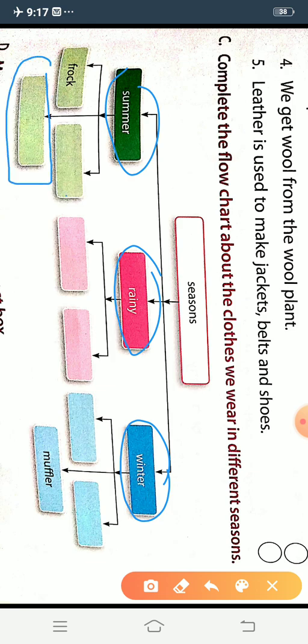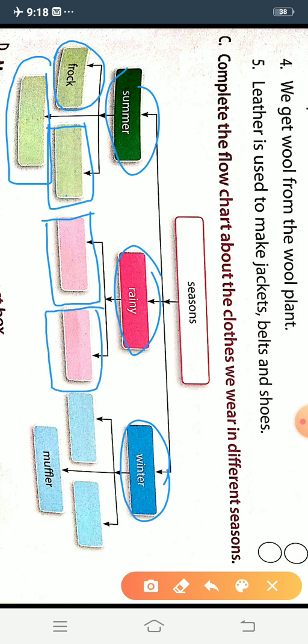This box is given, here you have to write which type of cotton clothes. We are wearing cotton clothes in summer, right? So which type of cotton clothes we are wearing in summer season, here we have to write. See, one is given here, so we will have to write in this box. Here also, in rainy season, which type of clothes are we wearing in rainy season, that we have to write in these 2 boxes. And here, which type of clothes we are wearing in winter season, that we have to write in this box. Okay, shall we start the exercise?